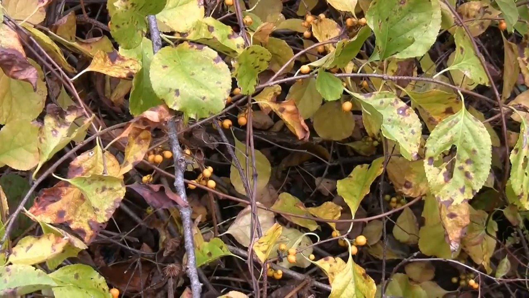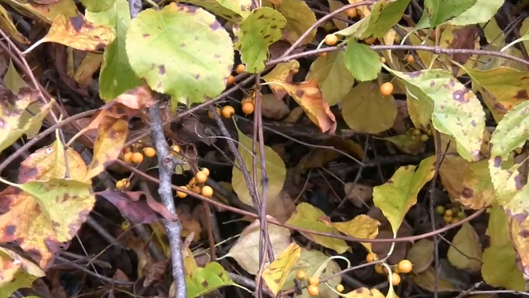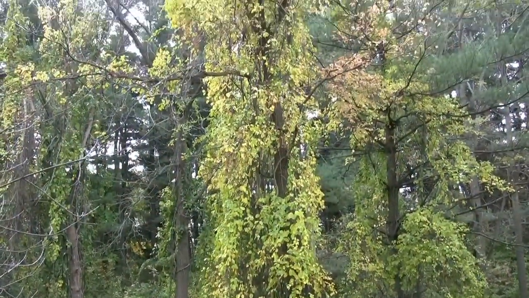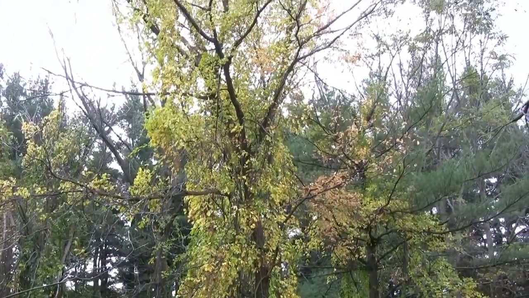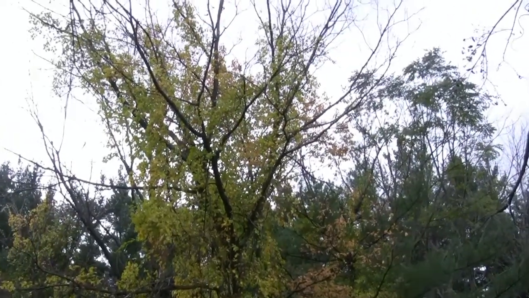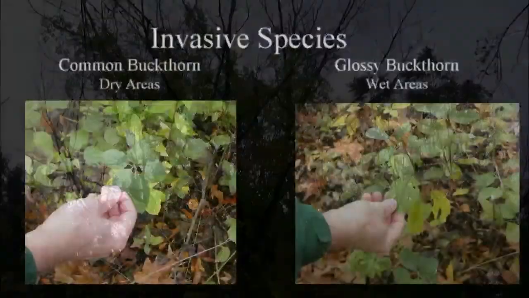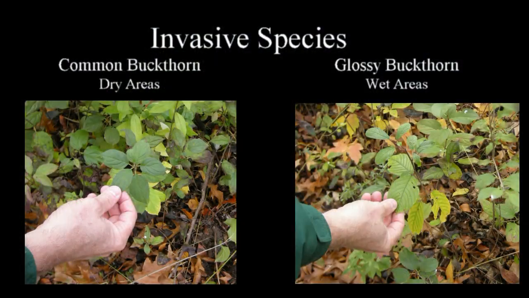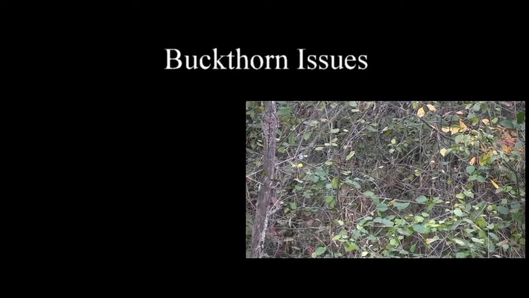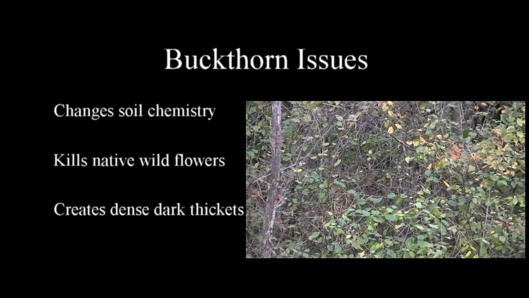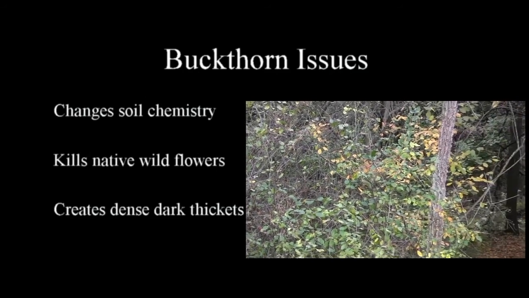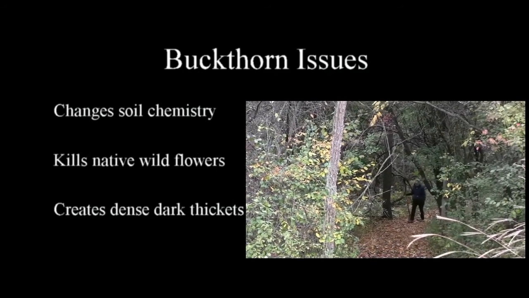The use of certain exotic plant species that rapidly spread is another major reason for the loss of biodiversity. This issue is our focus for this video. Invasive species such as common buckthorn and glossy buckthorn contribute to the degradation of our urban landscape. Buckthorn changes soil chemistry, kills native wildflowers, and turns woodland into dense, dark thickets.